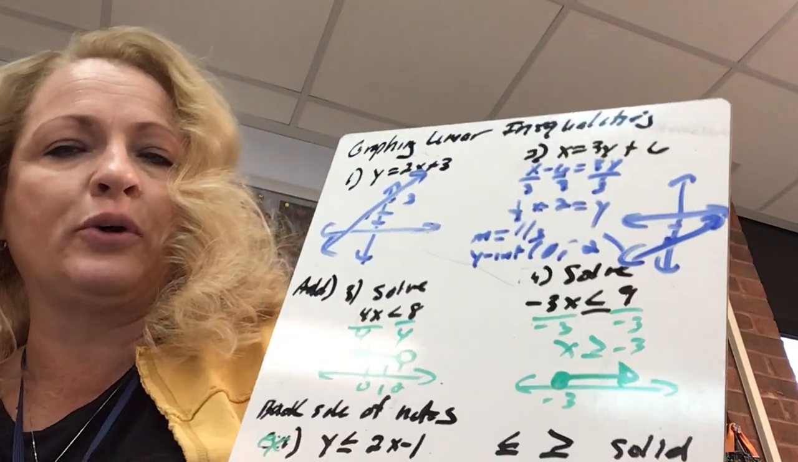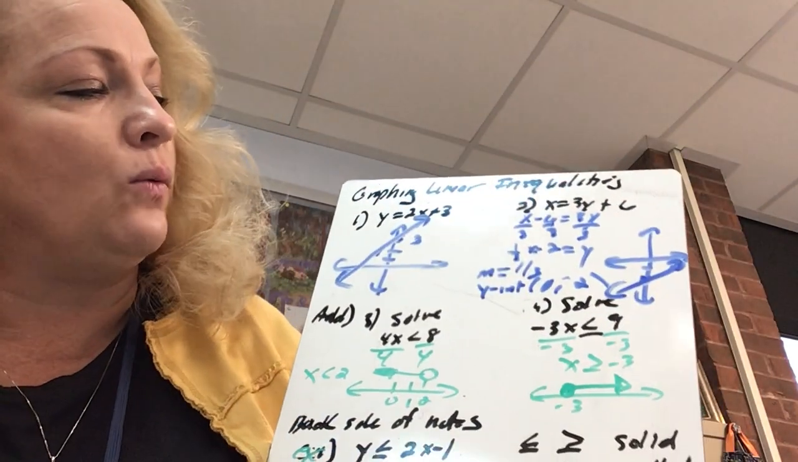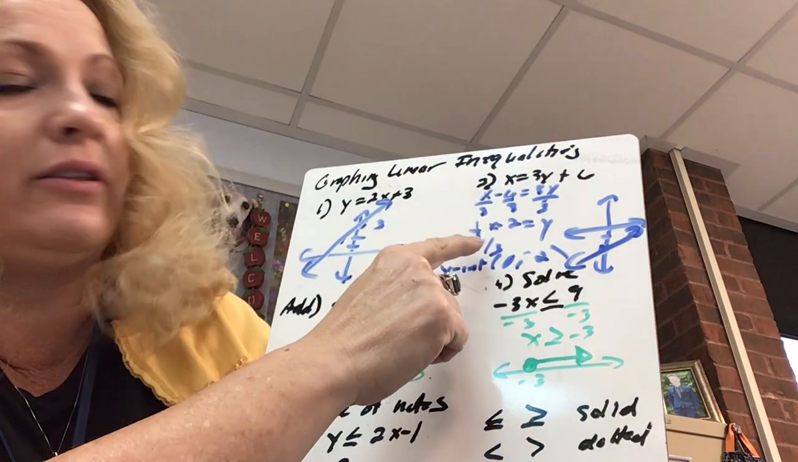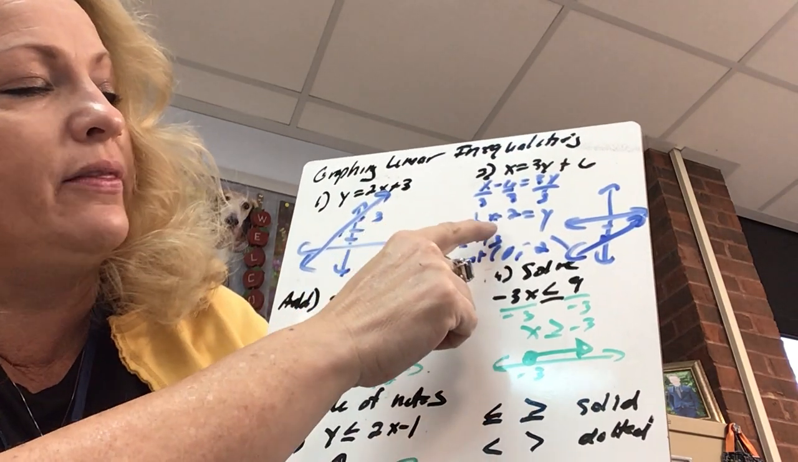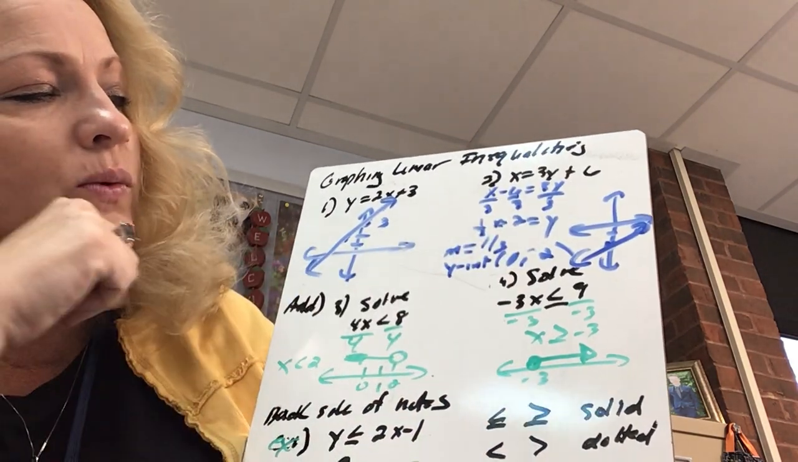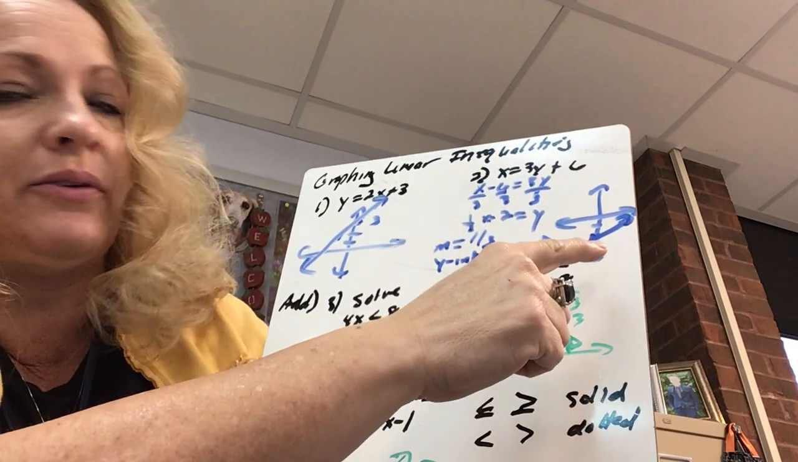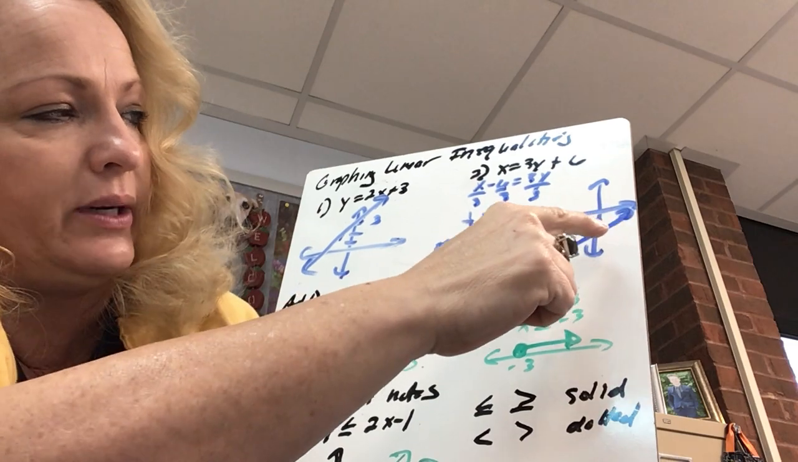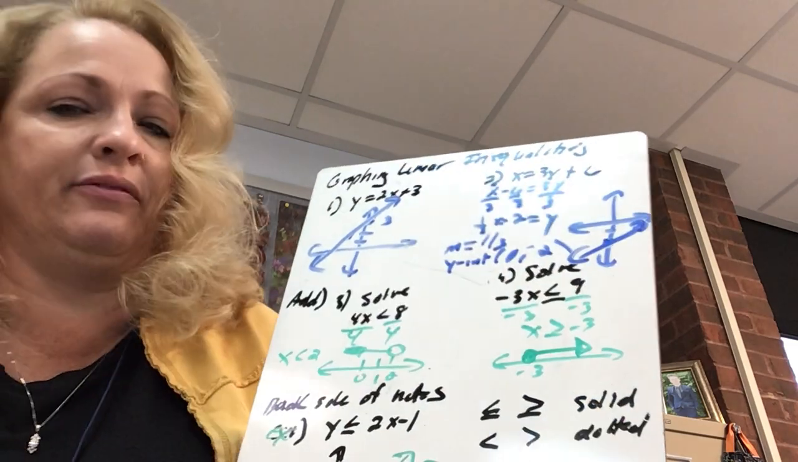All right, number 2 is not in any good form. So I got y by itself. I subtracted 6, and then I divided all terms by 3. I would write that as 1/3 x minus 2 equals y. My y-intercept is (0, -2), and my slope is 1/3. So up 1, right 3, or down 1, left 3.